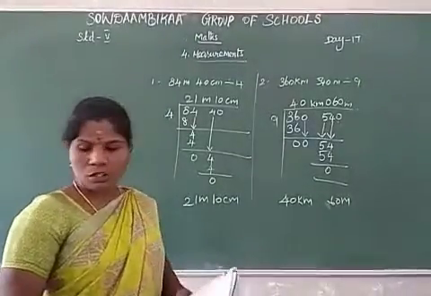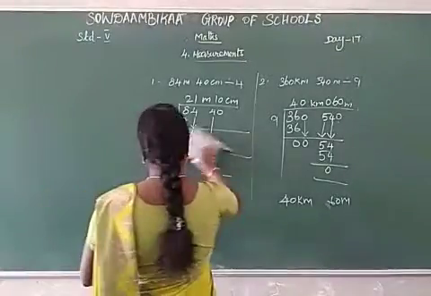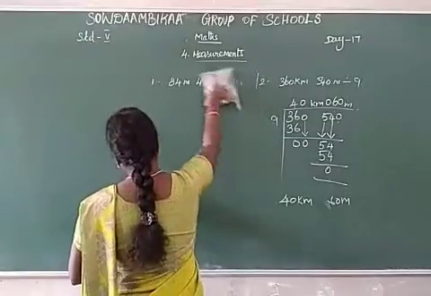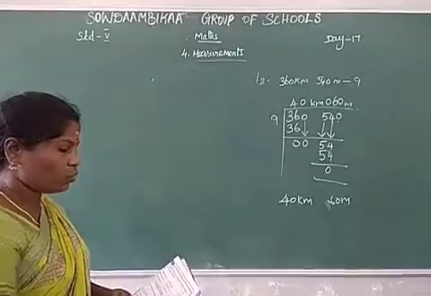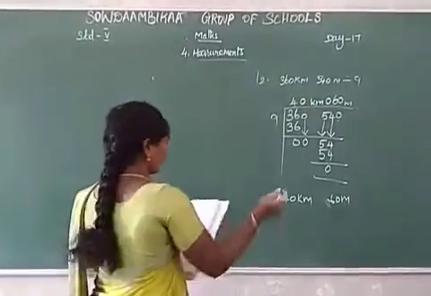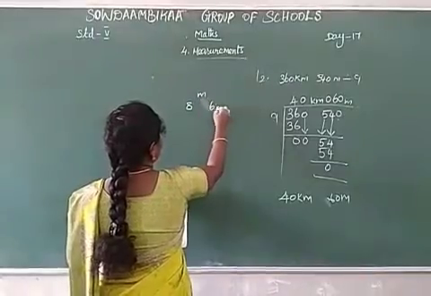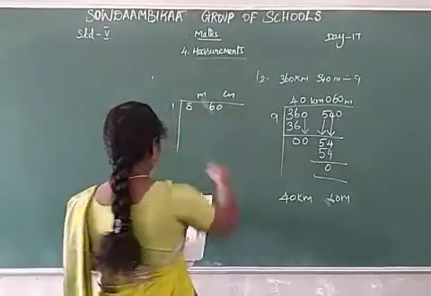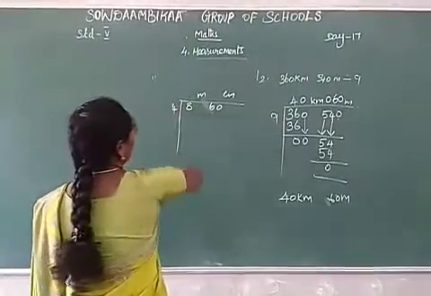Okay, the next step, take page number 71. If the total length of 4 pieces of cloth is 8 meter 60 centimeter, what is the length of one piece of cloth? The total length is already given: 4 pieces length is 8 meter 60 centimeter. Now the question asks for one piece of the cloth, so divide by 4.